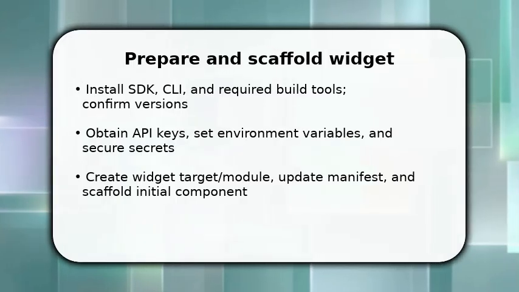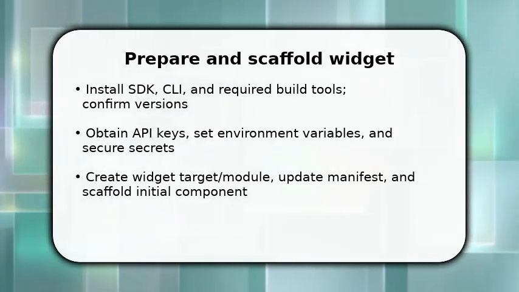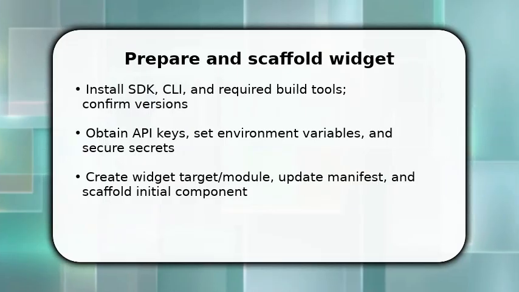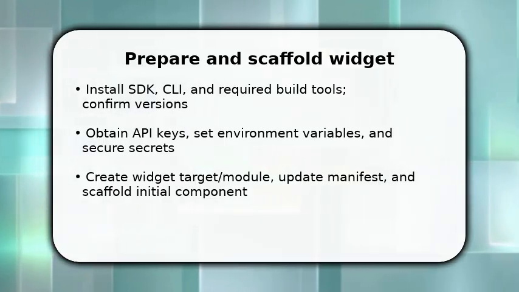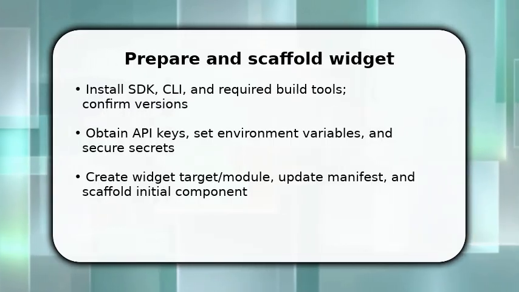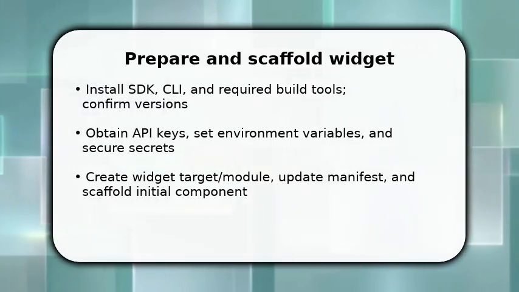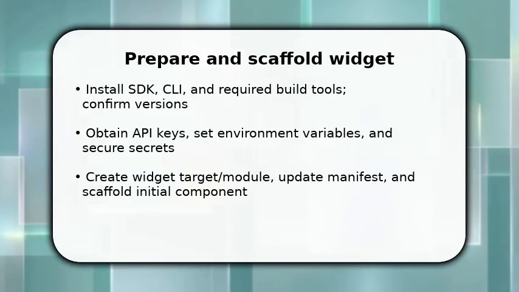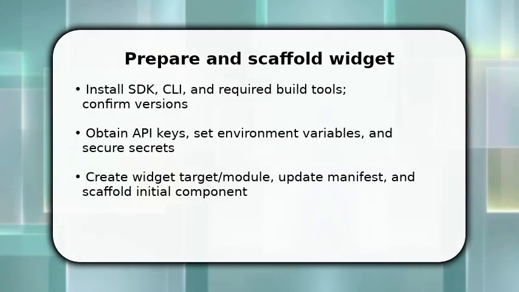You start by gathering essentials and scaffolding the widget so you can act immediately. Install the SDK and CLI, verify versions, and set API keys as environment variables. Choose a widget type and create the target or module in your app, then add the entry in the app manifest. Once done, scaffold a minimal component with placeholder UI and a simple data hook so you can iterate quickly.